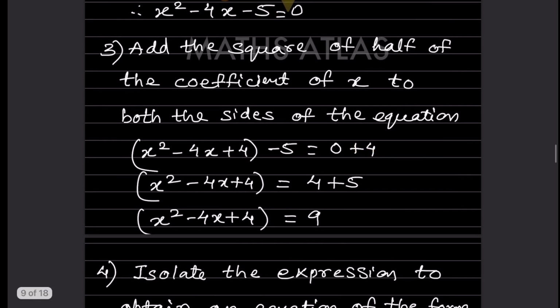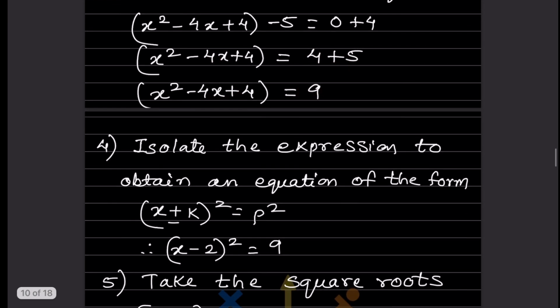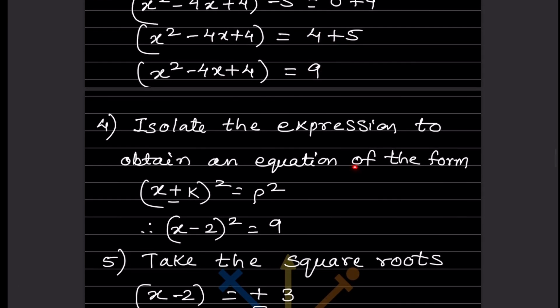So now what do you get here? x square minus 4x plus 4, and on the other side this plus 4 is here. So minus 5 you will take on the other side, so that is going to be plus 5. So this is going to be 9. So now what will you do? Isolate the expression to obtain an equation of the form x plus or minus k whole bracket square is p square.